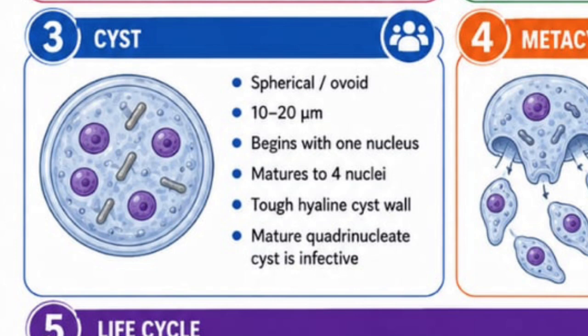Their cyst wall is lined by hyaline and is very tough. And the mature quadrinucleated cyst, with its four nuclei, is much more infective. When it enters the human, it becomes infective and starts destroying the human.